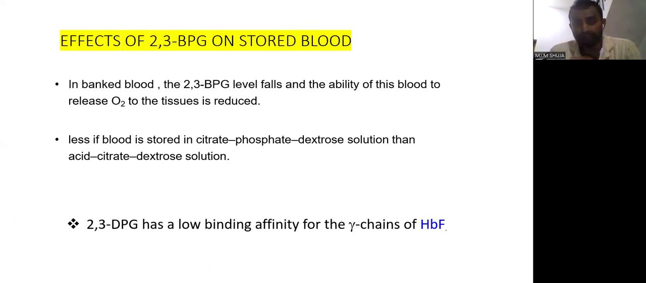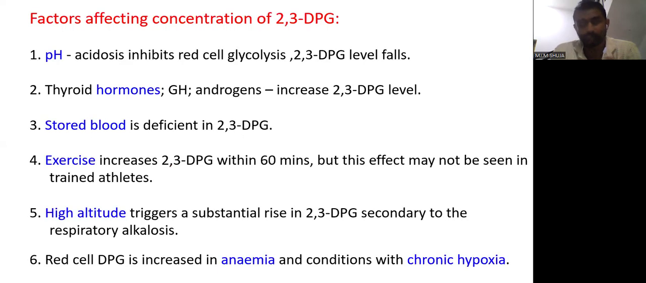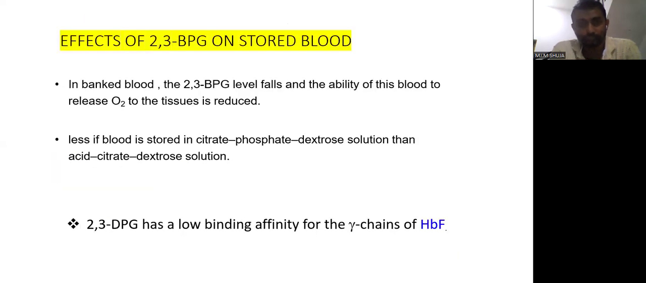In the stored blood, what will happen is the 2,3-BPG level is reduced. Sorry, some people say 2,3-bisphosphoglycerate, some say di. Okay, both are acceptable. The 2,3-BPG level falls, and the ability of this blood to release oxygen is reduced. Because we saw when there is an increase in 2,3-DPG, it binds with the hemoglobin, it releases the oxygen.